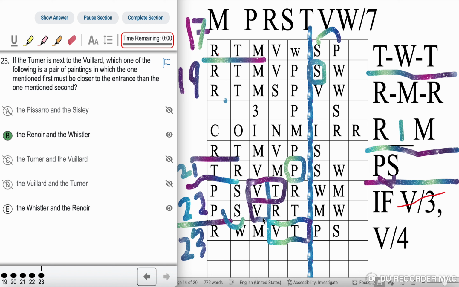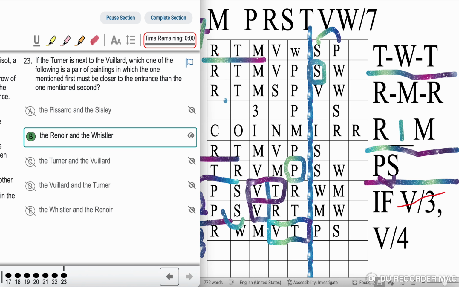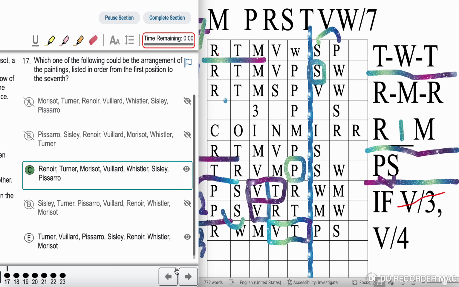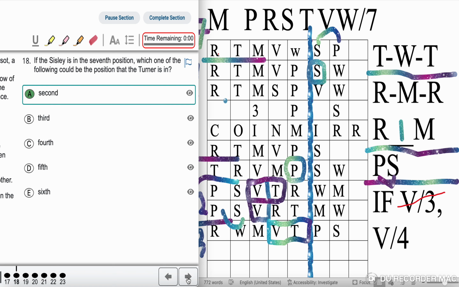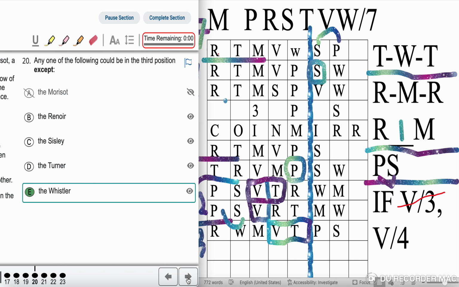WR. We don't see W. We see RW. That's more specific. RW. So let's go and choose RW. And let's do a process of elimination to make sure we get it correct. And answer B, the R and W. So that was for the fourth game set. Let's see how well we did with the fourth game. And we got all the questions correct.